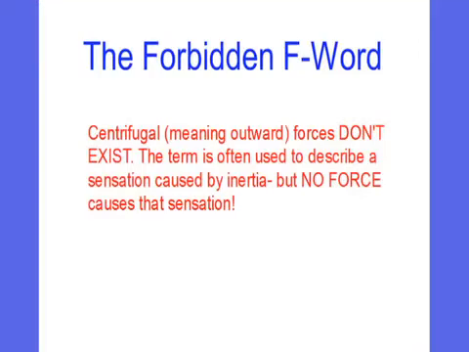The Physics Classroom actually calls the term centrifugal the forbidden F word. It does mean outward because there is a sensation when you're in a reference frame that is accelerating. For example, if you're in a car that's making a turn, you feel like you're being pulled outward. So that sensation has been given the term a force. It's not a force at all. It is just a sensation that is caused by inertia. So I want you to think of the word centrifugal as the forbidden F word. Don't use it. The correct term is centripetal, as you saw in the last slide, because it is center seeking.